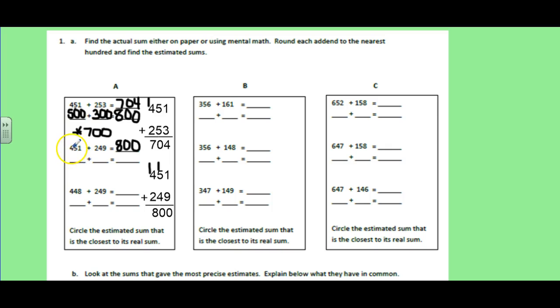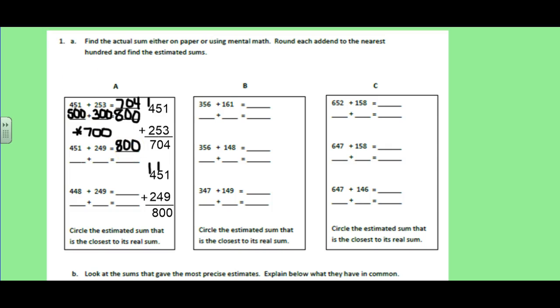Okay, so go ahead and round 451 to the nearest hundred and put that down right here. And then round 249 to the nearest hundred and put that right here. And then add those two numbers together and see what you get and see if it is close to 800 or if it's 800.